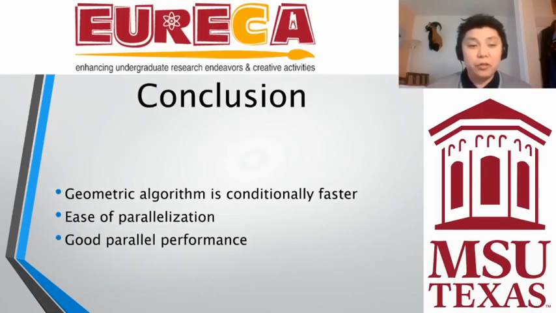Here's the conclusion. The geometric algorithm is conditionally faster than other algorithms under certain problem sizes, not always. The geometric algorithm is easier to parallelize than other algorithms, and once I parallelize, it has very good parallel performance.